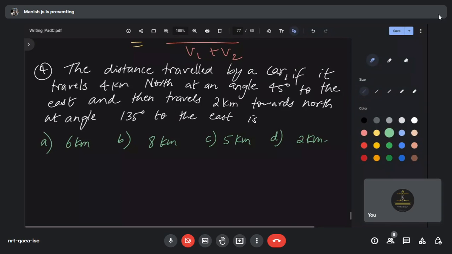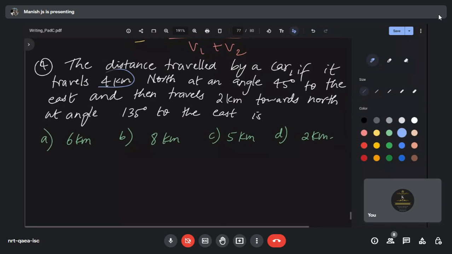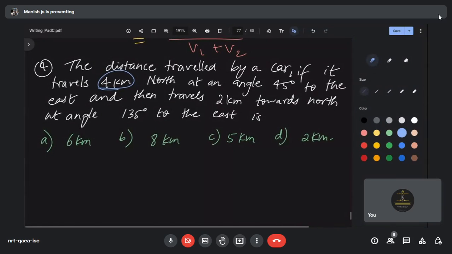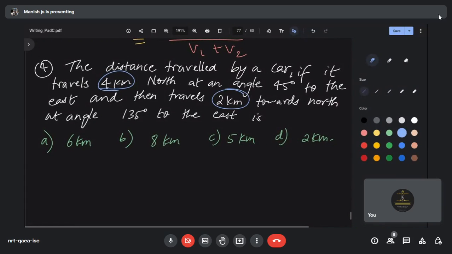So what data have they given us here? They have told us 4 kilometers north. Then again 2 kilometers towards north is what they have said. Isn't it? What are they asking? They are asking for distance traveled, right? Are they asking us the displacement? No, they are not asking displacement. They are very clear. They have particularly asked for distance traveled.